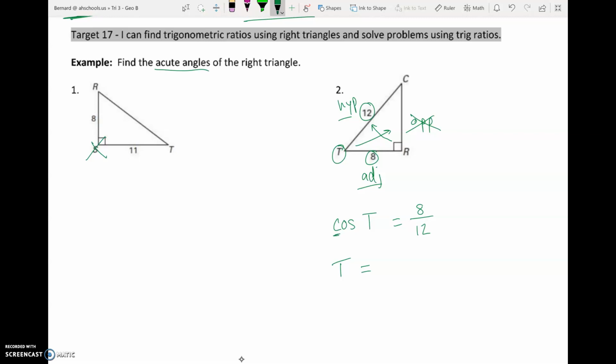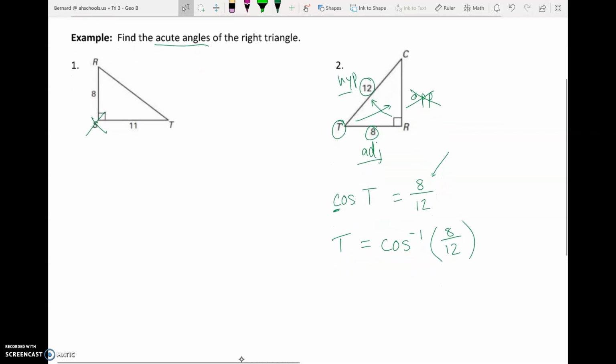So the inverse of cosine is the cosine -1. And then we know that when we use a calculator, they always give us a parentheses, and we have to write something in the parentheses. And what we want to write is that fraction. So 8 divided by 12 goes in our parentheses, and we close it.